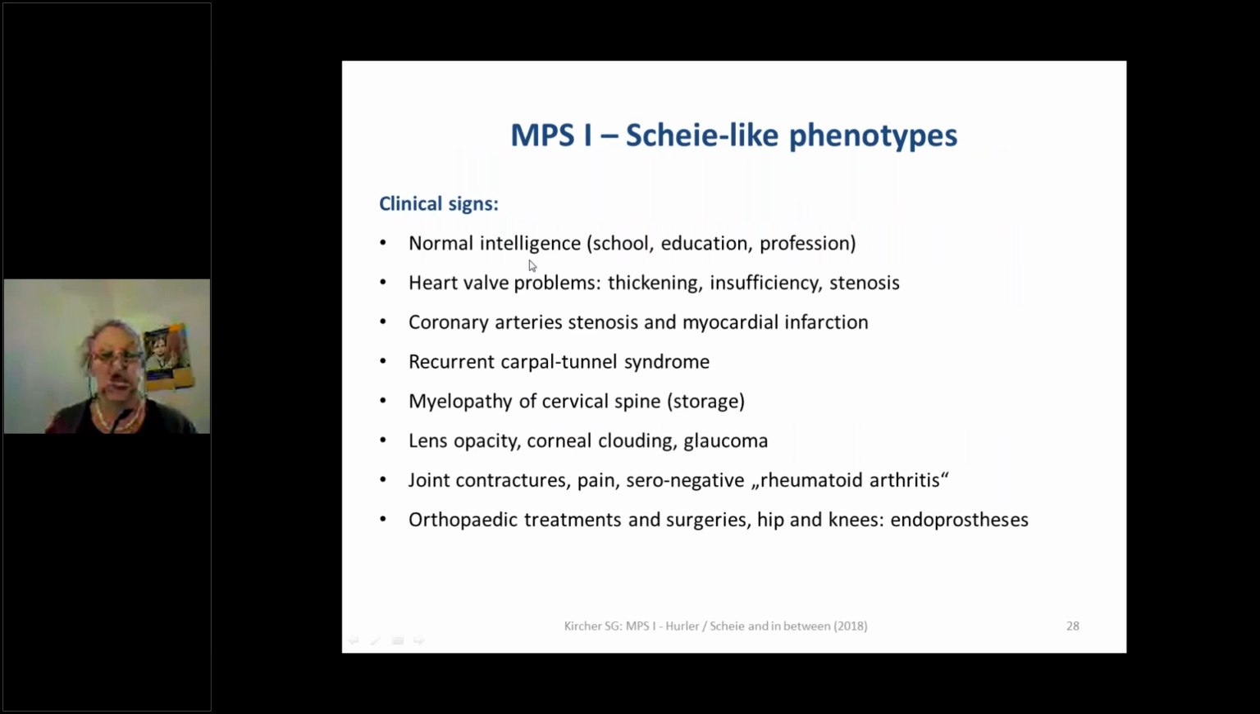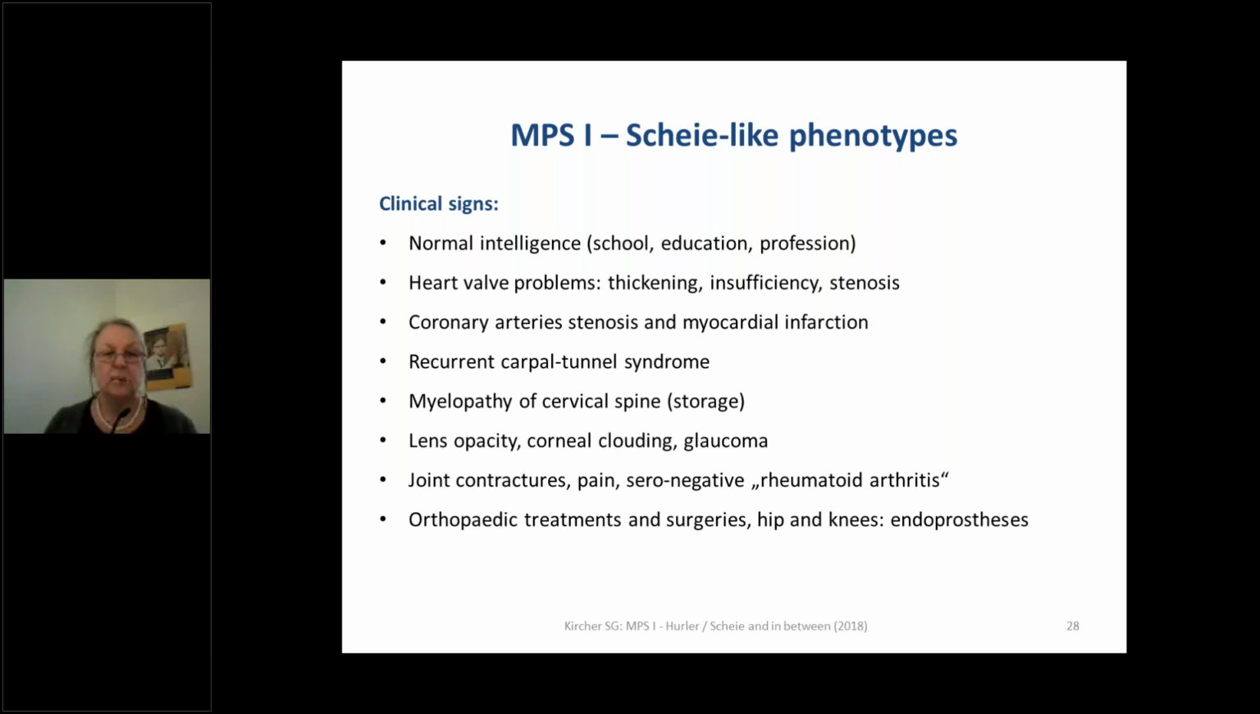They have a normal intelligence. They have very often heart valve problems when they get older. They can have coronary artery stenosis and myocardial infarctions. They have carpal tunnel syndrome and myelopathy due to storage in the cervical spine, and therefore it is really necessary to diagnose them rather early. They can have lens opacity, corneal clouding, and even glaucoma.